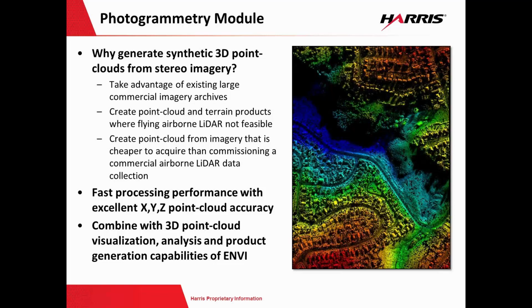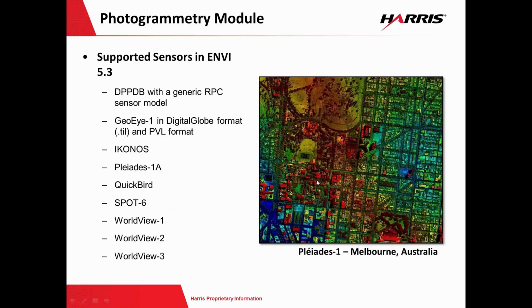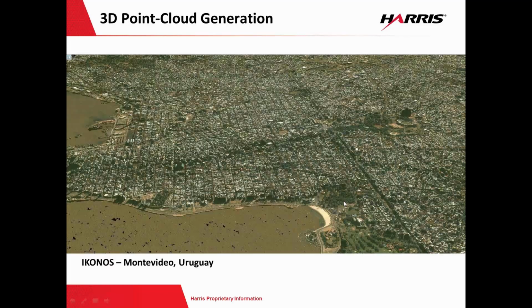The Photogrammetry Module provides fast processing performance, excellent XYZ point cloud accuracy, and when a 3D point cloud is combined with multispectral imagery in ENVI, there's a lot of options which you can use to generate various different products. So at version 5.3, these are the sensors that are currently supported, though we do expect this number to grow with subsequent releases. These are the ones in this first round of the Photogrammetry Module that have made their way in. And so the next few slides really just show a couple of examples that our engineers have given over to us as they were testing this product.